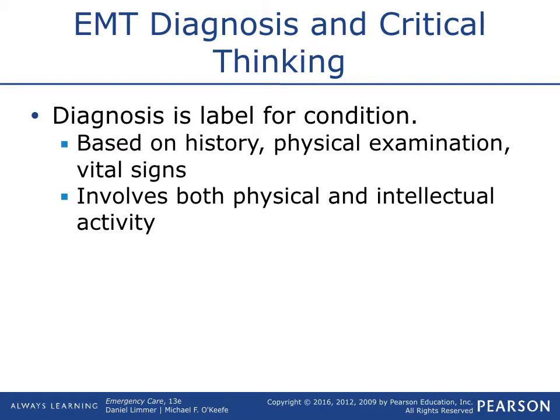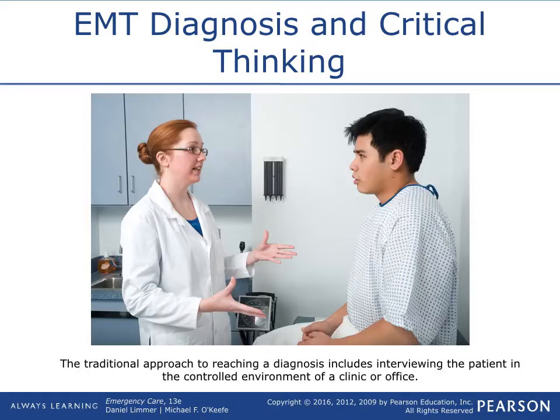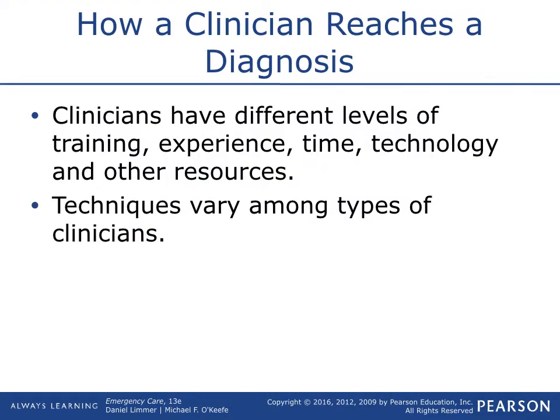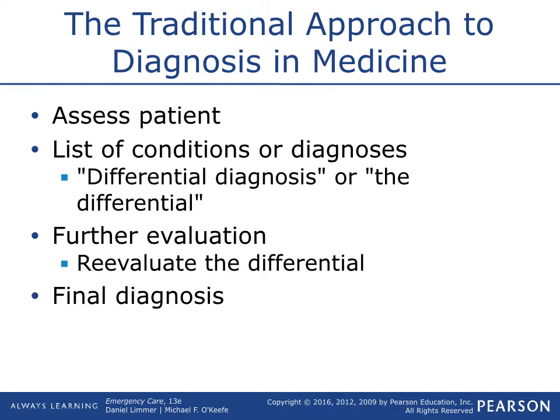COPD, asthma, car wreck, hypovolemic shock. Weird. I'm not a doctor. We're EMTs, but how a clinician reaches a diagnosis is like a cop. Clinicians have a different level of training, experience, time, technology, and other resources. Techniques vary among types of clinicians. So assess the patient, make a list of conditions or diagnoses, the differential diagnosis, or the differential. Then further evaluation, reevaluate the differential, and reach a final diagnosis.